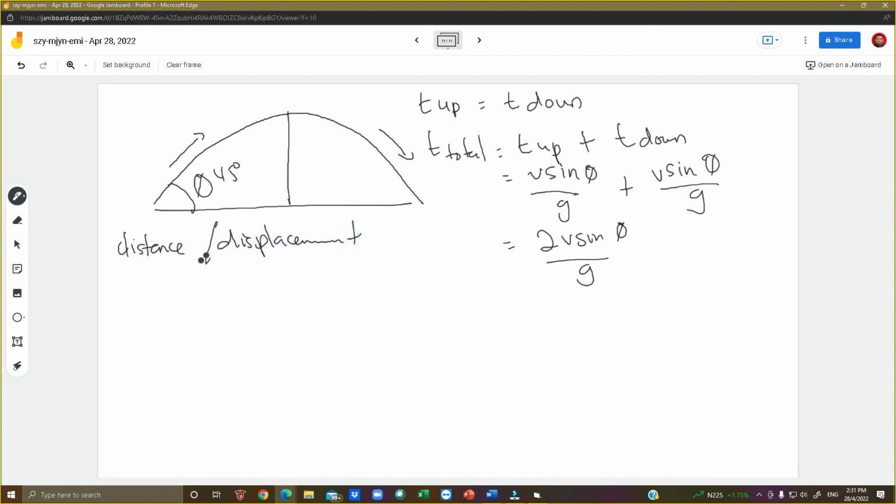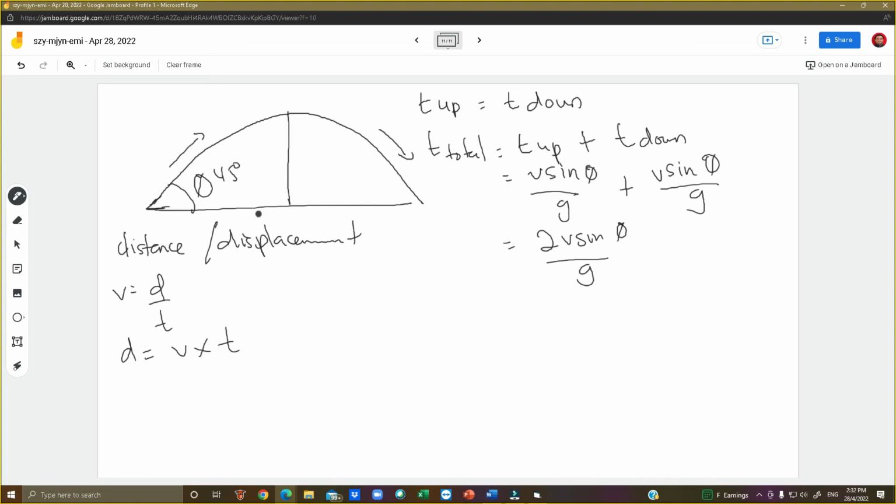Okay. Macam mana kita nak cari distance? Macam mana kita nak cari displacement? Okay, kalau velocity equals to displacement over time. So, kalau kita terbalikkan, kita nak D. Macam mana kita nak buat? D equals to velocity kali dengan time.